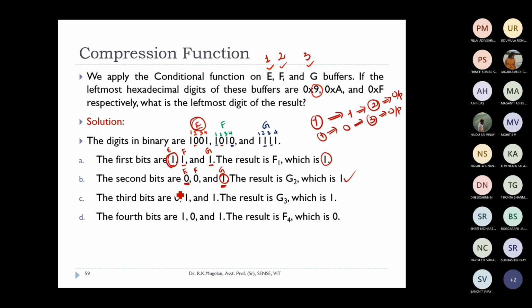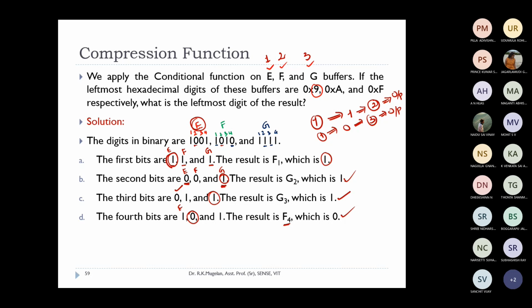In this case, again E is 0. The value sitting in place of G, the third bit of G, is again this one. And in this case, the value of E goes to 1. So whatever the value sitting in place of F here is F4. The answer comes to 0. That's the concept.